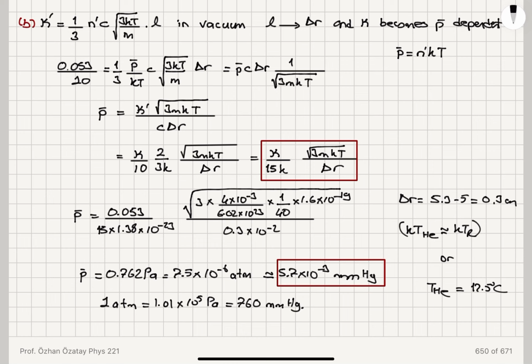Therefore, this n prime, which is P bar over kT, actually affects the thermal conductivity because L has saturated at the value of delta R. And by substituting these quantities here, we obtain a P bar of kappa over 1/5 k squared, 3k m k T over delta R, which has a numerical value of 5.7 times 10 to the minus 3 millimeters mercury.